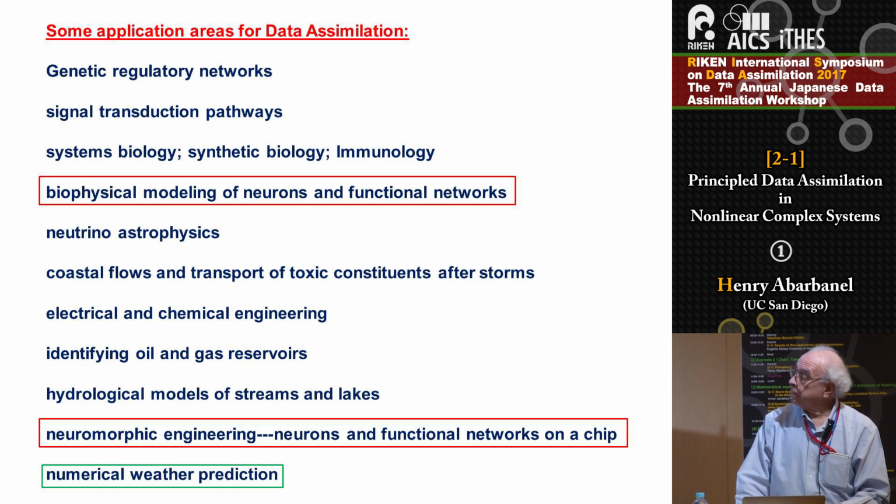I'm going to talk about biophysical modeling of neurons and functional networks. I have a very specific network in mind, and I have data from experiments that, using data assimilation methods, we designed. The experiments were carried out, and we analyzed the experiments and showed that we could, from these experiments, determine the detailed electrophysiological character of individual neurons. And the reason for that is that's the simplest system to begin with.